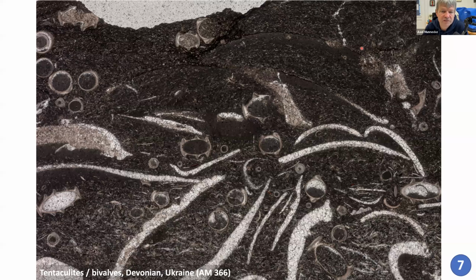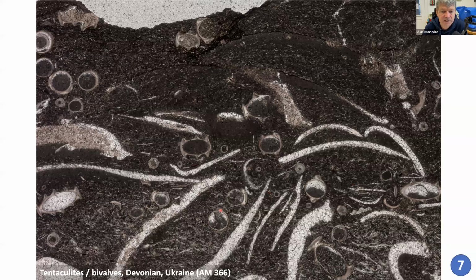This is one of the nicest examples I found in the teaching collection. It's again from Ukraine, from the Devonian. It's a shell layer with bivalve shells, recrystallized, and these roundish structures are tentaculites. Tentaculites are also cone-shaped organisms. The difference between them and these mollusk shells in this sample is that tentaculites were all calcitic, so diagenetically more stable.